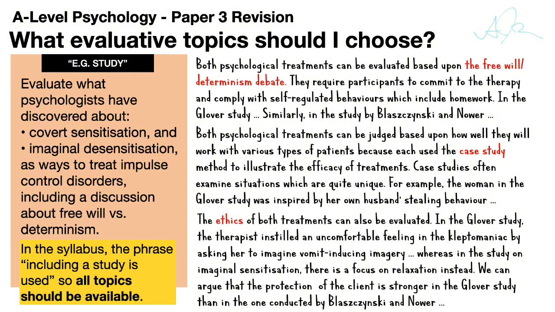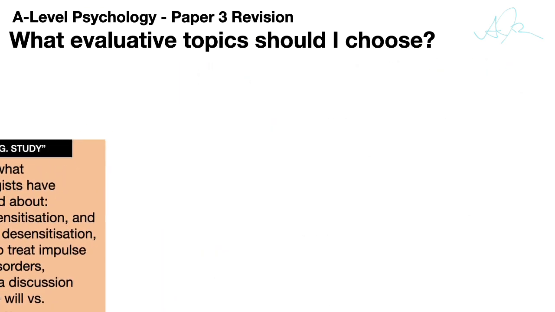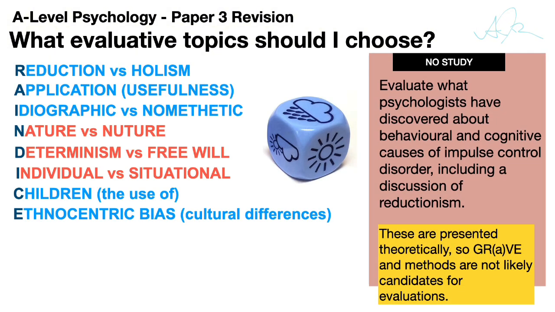Okay, so many teachers use the GRAVE method to remember ways that you could evaluate empirical things. And if it's not empirical, if it's a no study, like I said before, you probably want to gravitate more towards issues and debates. The acronym I sometimes use if I'm struggling to remember what those issues and debates are is RAIN dice: reduction, application, idiographic, nature, nurture, determinism, individual, children, and cultural difference, which I call here ethnocentric bias. Someone asked me, is there a difference between application and usefulness?